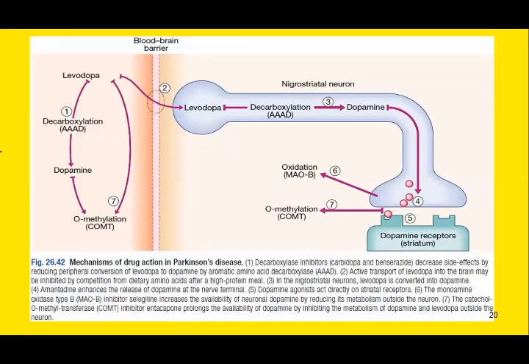The treatment is done by administering the drug levodopa. Levodopa is administered because dopamine cannot cross the blood-brain barrier. So dopamine will not be able to cross this barrier. That is the reason we administer levodopa, which can easily cross the blood-brain barrier. Levodopa is a precursor of dopamine. Eventually, it will be decarboxylated and converted into dopamine.